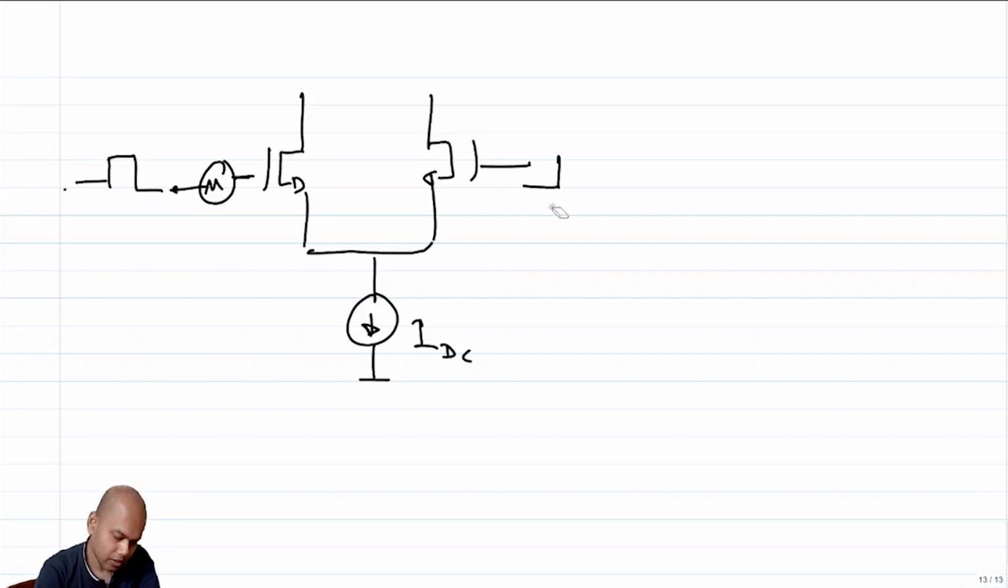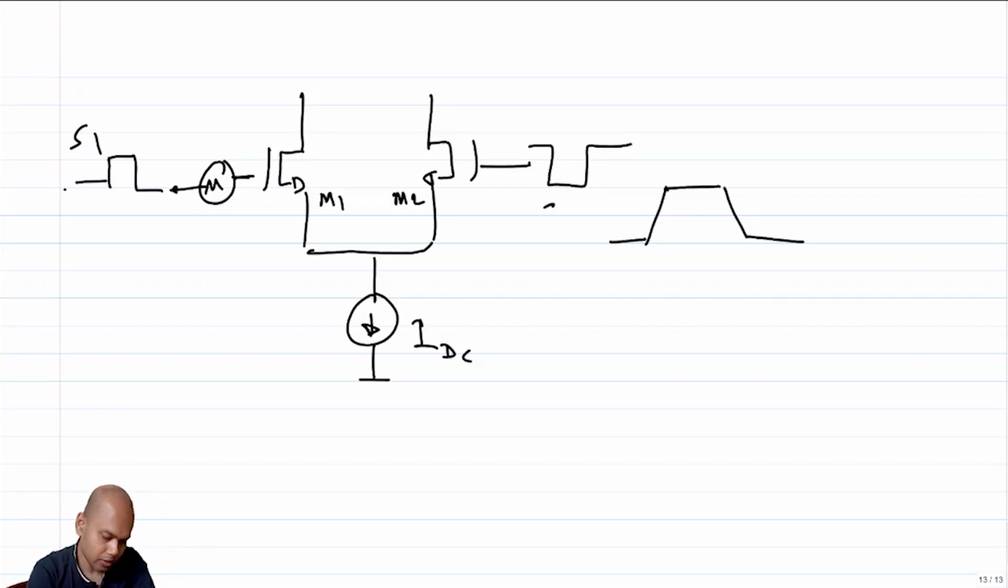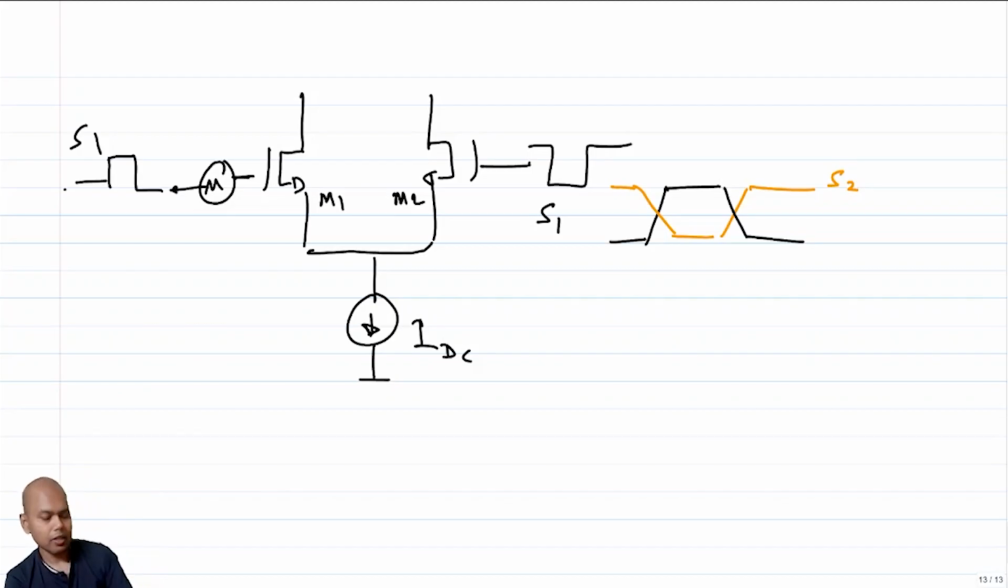Now consider that I have these non-overlapping inverted waveforms at the gates of M1, M2. For the time being, consider that they are slopey, they do not have infinite slope. Let's assume this is S1, and let's say this is S2. At what position of this S1 and S2 switching does the current switch from M1 to M2 or vice versa? Intuitively, I can say that it switches probably somewhere here.